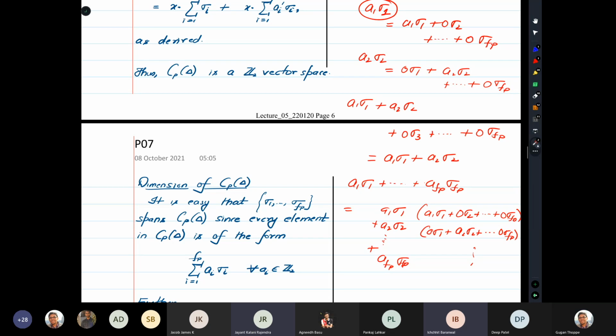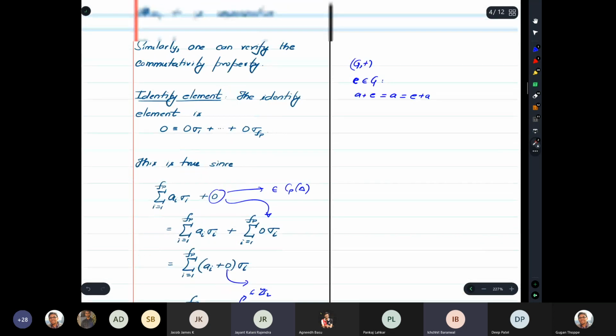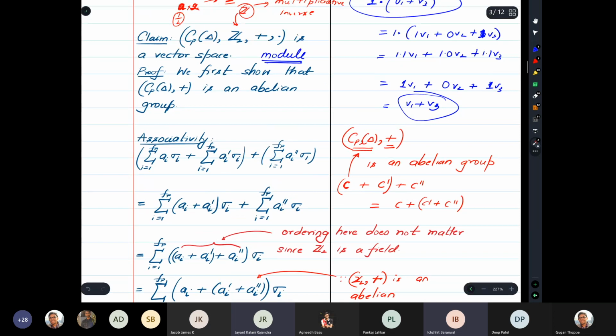Yes, sir. Sir, but one more question I have. While defining the plus operator, we have used brackets and associativity for separating out the scalars. So in that case, automatically the distributivity property is coming into picture, I guess.